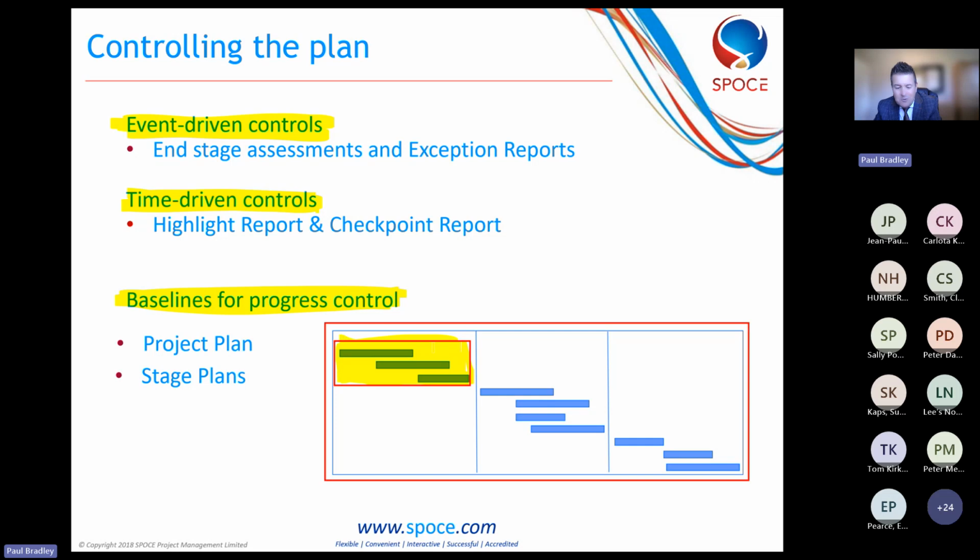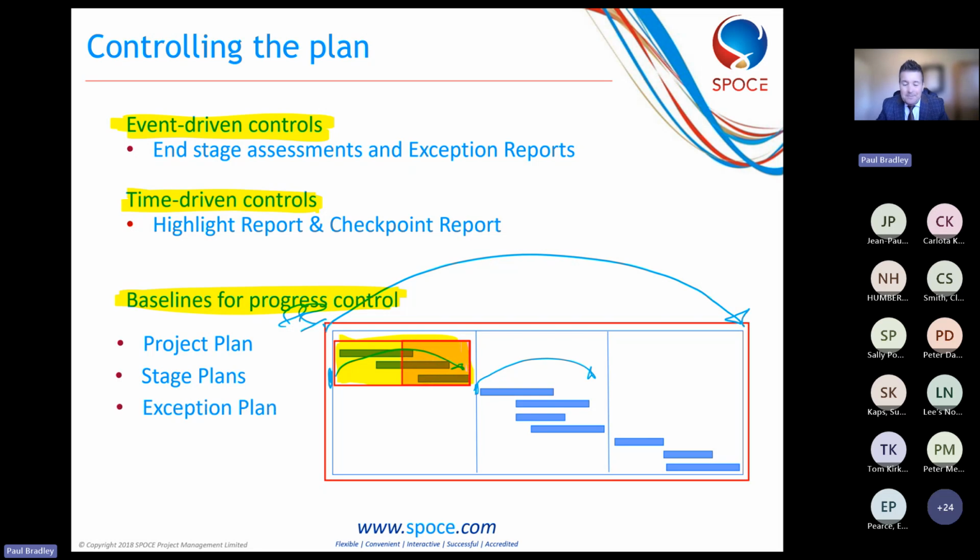The reason these are all baselined is because the project plan is being signed off at the end of the initiation stage, for the overall project, and that's baseline. Each stage level plan will be signed off before it actually gets underway. So, you know, at the beginning of each stage, we get authorization to manage the next stage. And that becomes a baseline. So any changes to it need to go through the proper procedure of change control. Exception plans, well, they follow the same pathway really as stage plans.